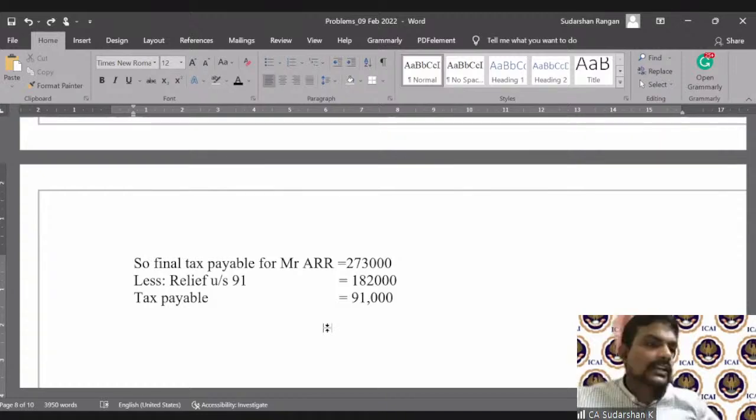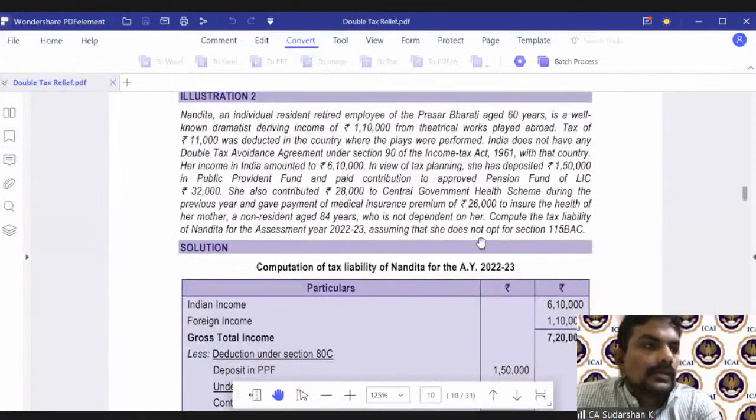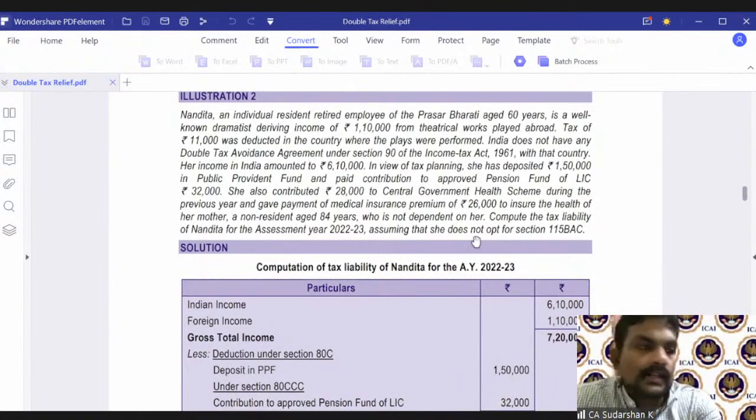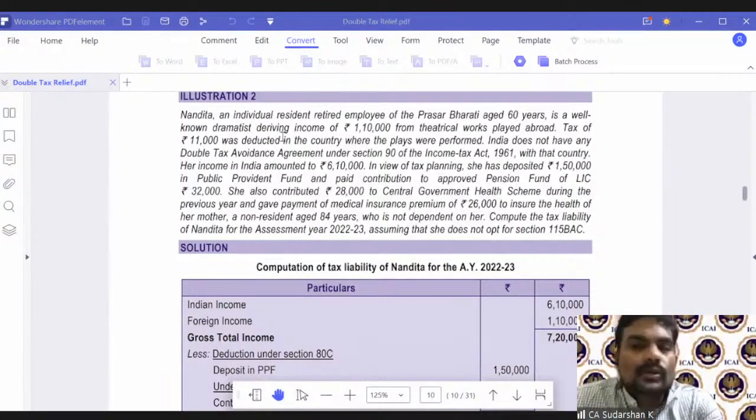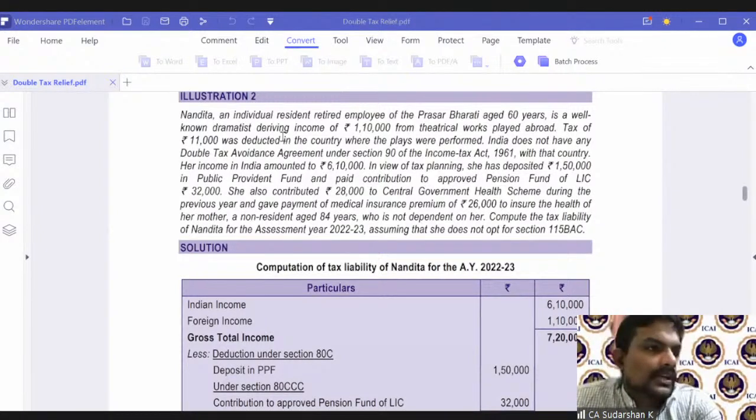If you look at this particular illustration, now let's look at this illustration. Nandita, Michelle. So I'm in illustration 2 in the double tax relief material. It basically explains what we did in the earlier problem, section 91 relief. So it all boils down to mathematics if you are able to understand the concept.